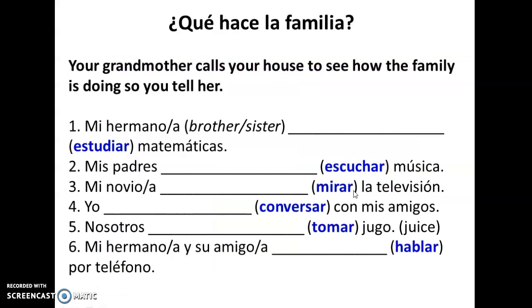Here there's an activity that I've prepared for you, where you can use these common R verbs and conjugate them according to the subject. So in here it's ¿qué hace la familia? What does the family do? Your grandmother calls your house to see how the family is doing, so you tell her. So different people doing different actions, and then of course we will have to use the verbs conjugated according to who is doing the action.